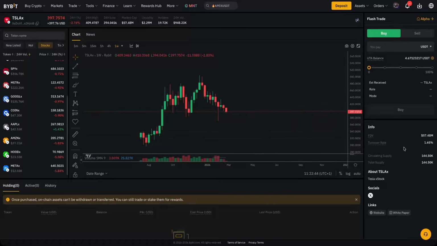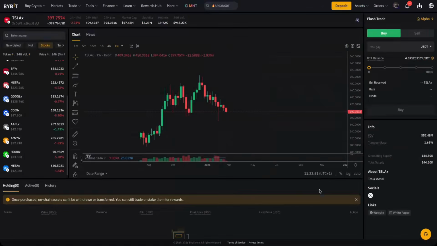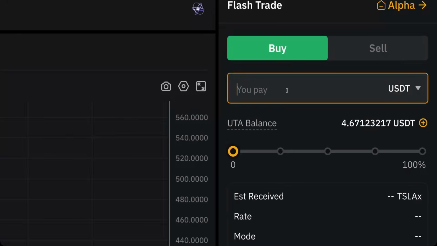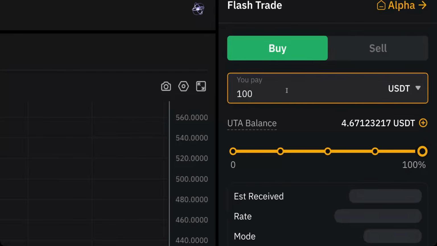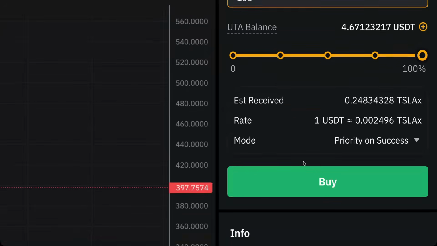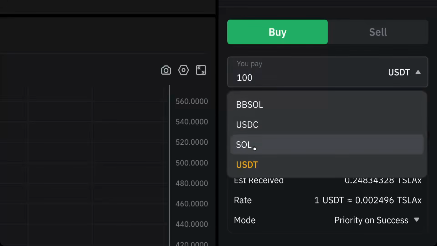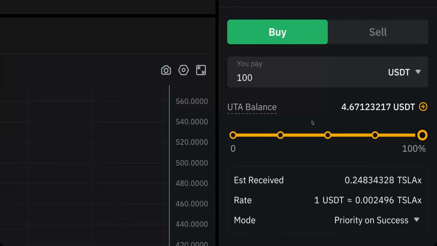So once I click on it, it brings us here, and then we'll have the buy and sell button as well. But the thing is, you just have to set alert on TradingView. Whenever the buy alert triggers, you come in here and buy, because you cannot set limit order right here, right? So once you want to buy, you go ahead. Let's say you want to buy $100 worth of Tesla, and then you will receive 0.24. And you can as well pay with whatever you want, Solana, BBSOL, USDC, and then USDT as well.